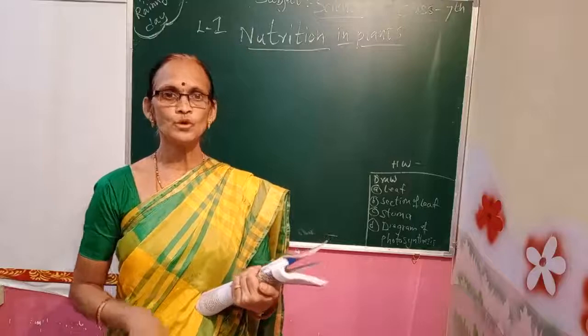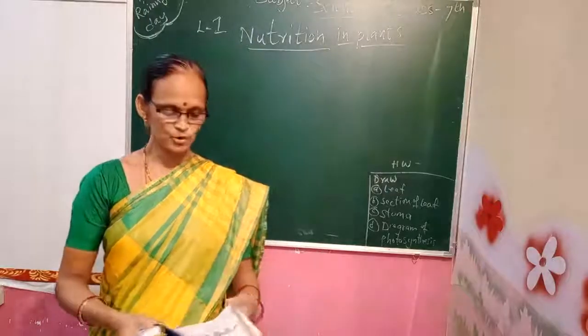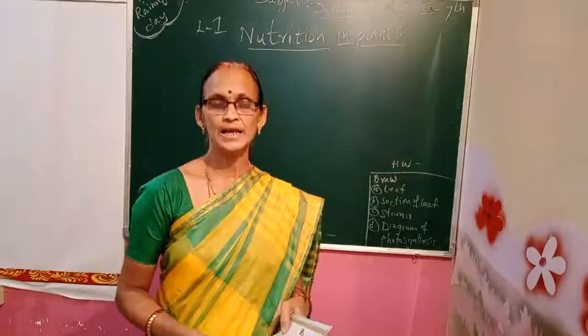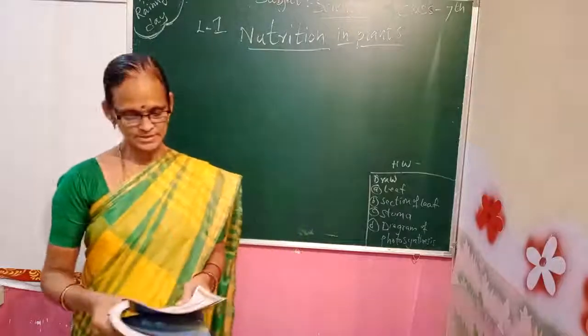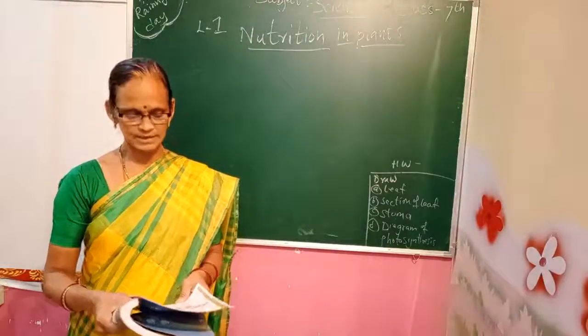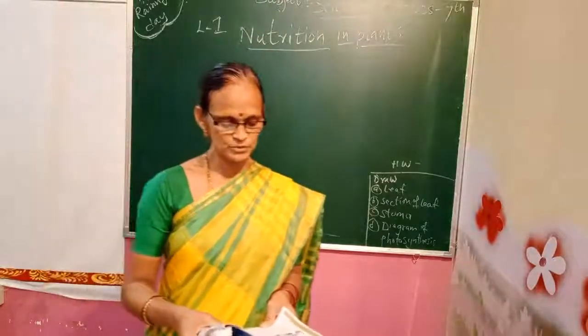It also prepares its own food. Yes, that is called algae. What is it called? Algae. You can guess why algae is green in color. They contain chlorophyll, which gives them green color.